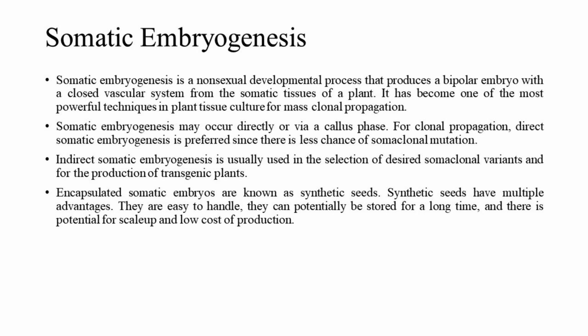It has become one of the most powerful techniques in plant tissue culture for mass clonal propagation. Somatic embryogenesis may occur directly or via a callus phase. For clonal propagation, direct somatic embryogenesis is preferred since there is less chance of somaclonal mutation. Indirect somatic embryogenesis is usually used in the selection of desired somaclonal variants and for the production of transgenic plants.